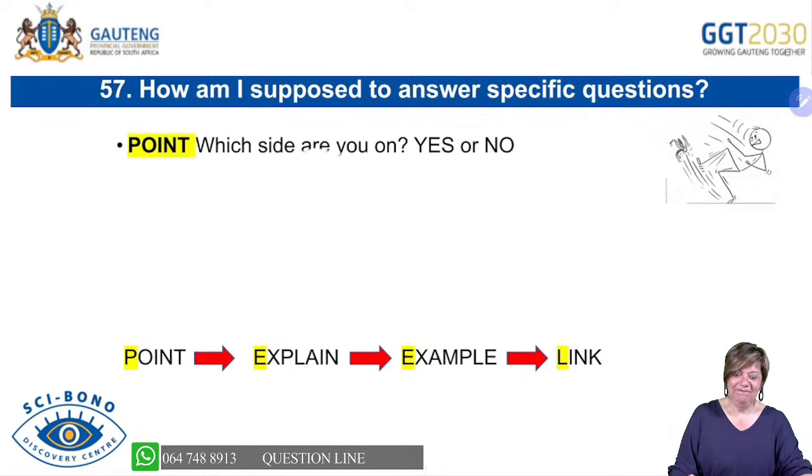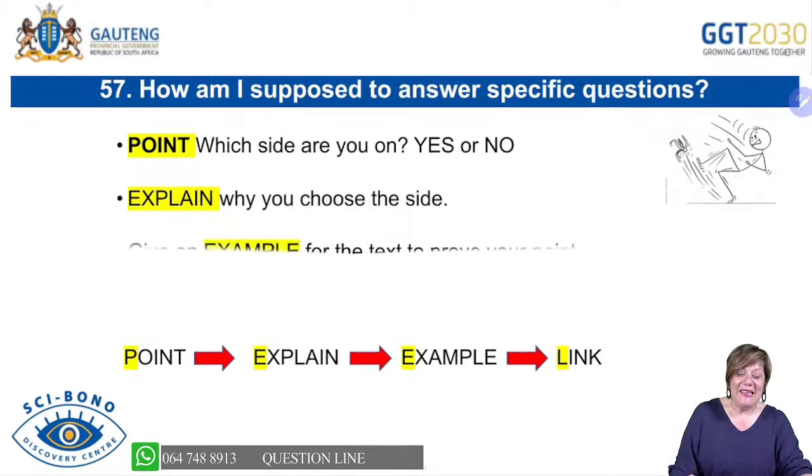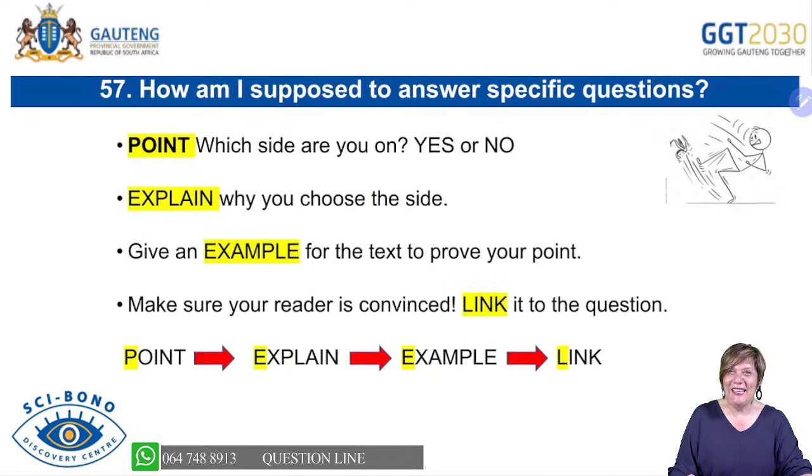And then obviously, the best way to do this, and I'm sure you know this, is the PEEL method. Give me your point. In other words, tell me which side are you on, yes or no? And then you explain why you chose this side. You can even give me an example to prove your point. And then lastly, make sure you link it back to your question. That's what we call the PEEL method. And I'm sure your educators have shown you this.